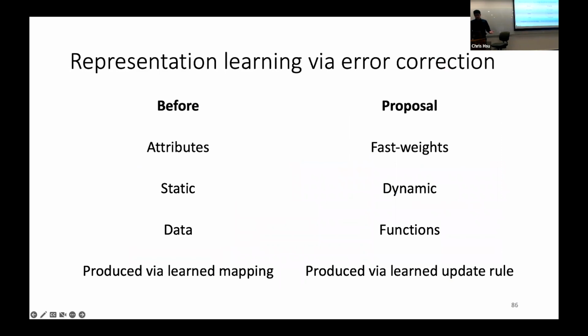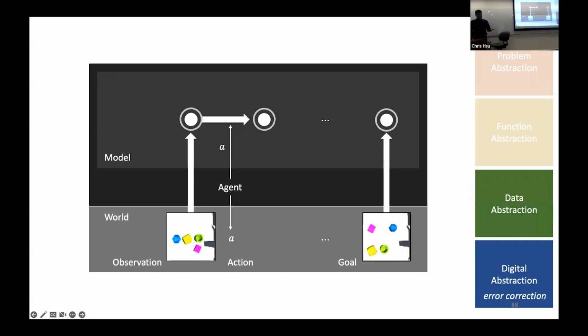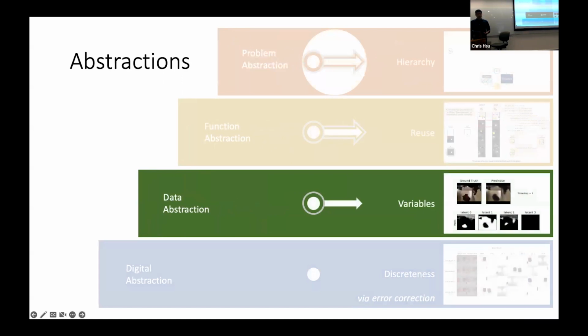Using the principle of error correction to learn representations shifts our perspective from treating representations as static data attributes to treating them as dynamic fast weights that you can continuously adjust via learned update rules. To conclude this section, I showed how you can implement digital abstraction in neural networks by treating representation learning as error correction. Next, I'm going to talk about the data abstraction, which is about constructing variables as placeholders for data.